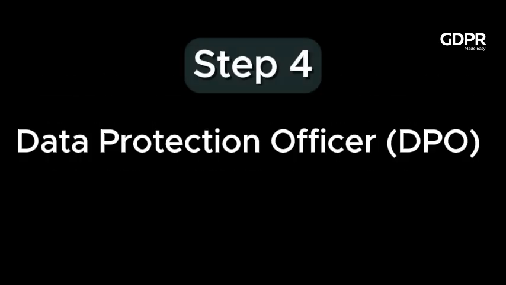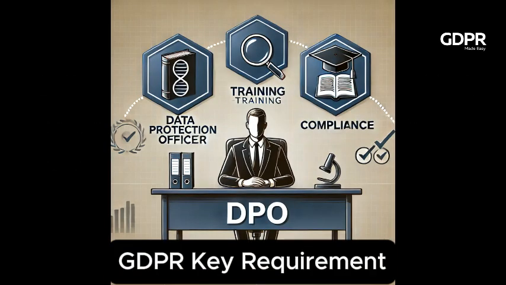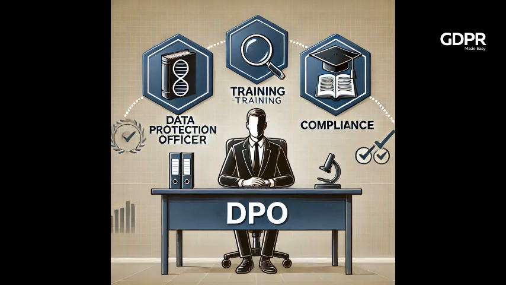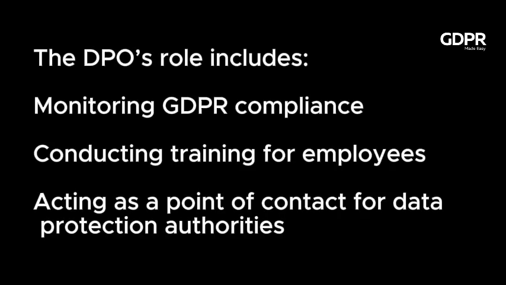Appoint a data protection officer. Appointing a data protection officer, or DPO, is a key GDPR requirement for many businesses, especially those that handle large amounts of sensitive data. The DPO role includes monitoring GDPR compliance, conducting training for employees, and acting as a point of contact for data protection authorities. Your DPO does not have to be in-house. You can also outsource this role to a professional.